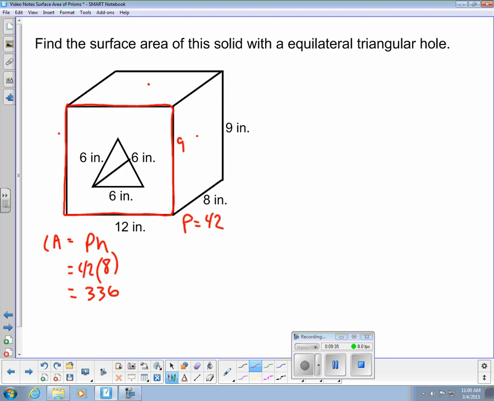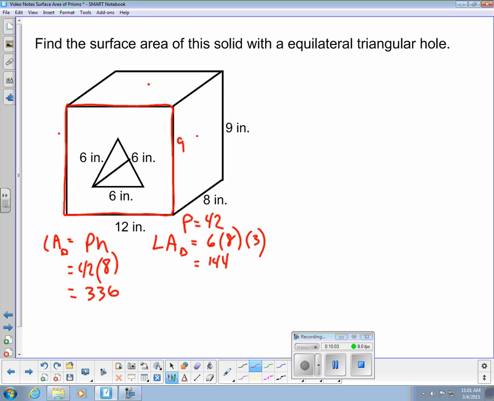Now the tricky part for this problem is that we also need the LA for the triangular part. Each side is 6, and the height would be 8. And then there are 3 triangle sides. Remember, those 3 sides of the triangle make rectangles going through, so that's times 3. So we have 6 times 3 times 8, which is 144. So that's another LA part. This is the LA of the prism. This was the LA of the triangle.